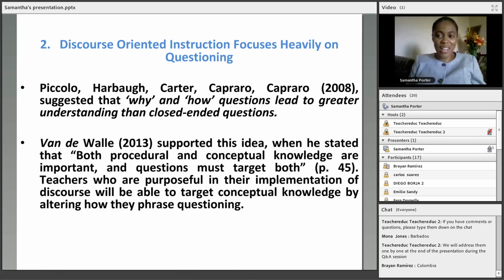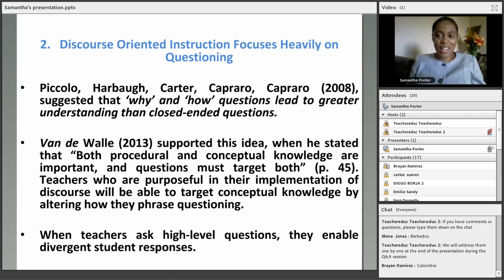So as teachers, we must ask more why and more how questions to stimulate further communication, further discussions, and different concepts in mathematics. Van de Walle supported this idea when he stated that both procedural and conceptual knowledge are important, and questions must target both. Teachers who are purposeful in their implementation of discourse will be able to target conceptual knowledge by altering how they phrase questions.